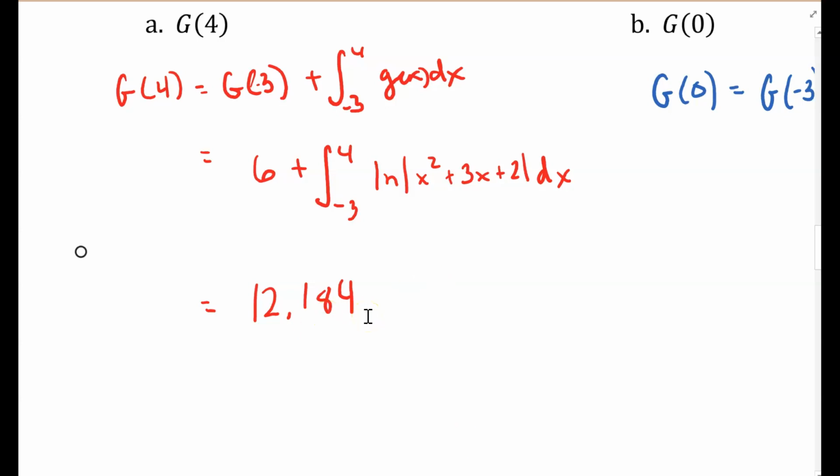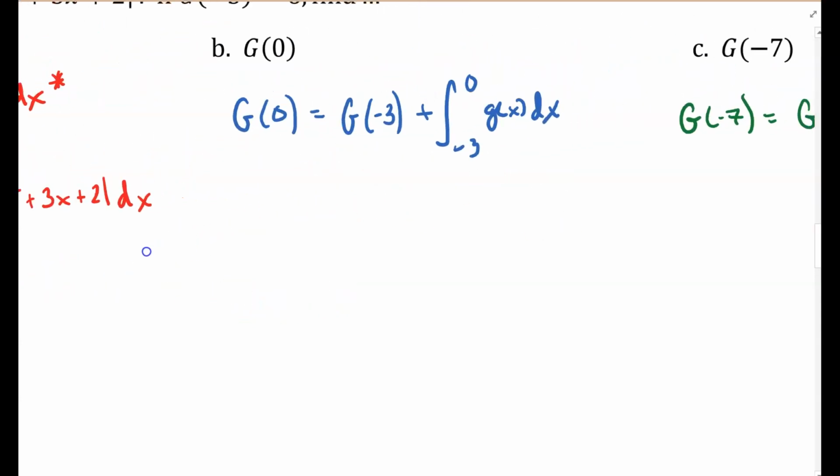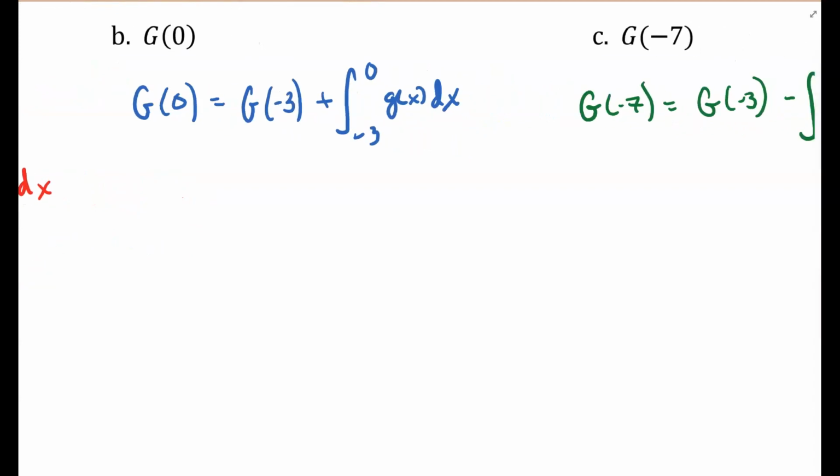Now, I want to talk about some of you guys who are going to use shortcuts and not even write any of this down. You have to write at least this top line down, g of -3 plus the integral from -3 to 4 of g of x dx. If you just put g of 4 equals 12.184, you're not going to get the point, because the reader needs to see that you're doing an integral to calculate this value, okay? So you're allowed to do it with a calculator, but they at least need to see this structure, okay? So this is very, very important. All right, pause me. I'll go ahead and I'll show you the answer now for g of 0.